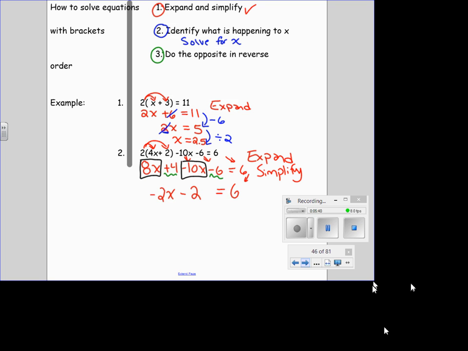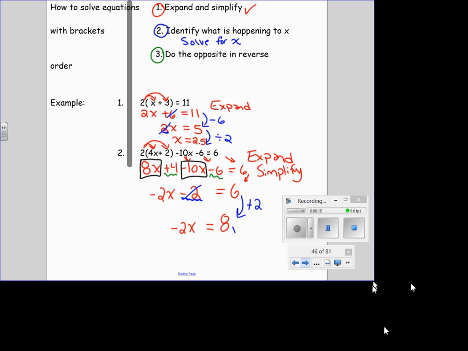Now that I've simplified, I can start my solving process. So I'm going to start by using my steps. And I always want to, again, add or subtract your constant term first, because that was the last thing to be added or subtracted to x. Since it's a negative 2, which means I'm subtracting 2, I do the opposite, plus 2. That gets rid of my negative 2, and it leaves me with negative 2x is equal to 6 plus 2, which is 8.